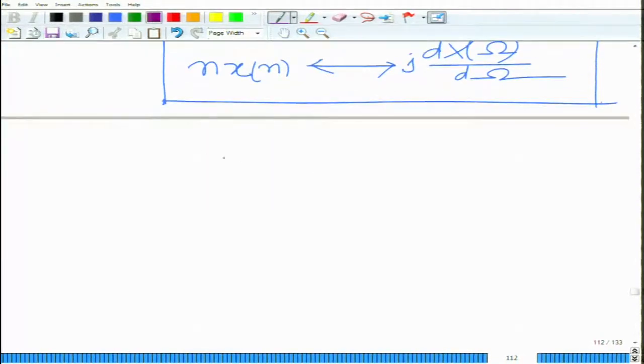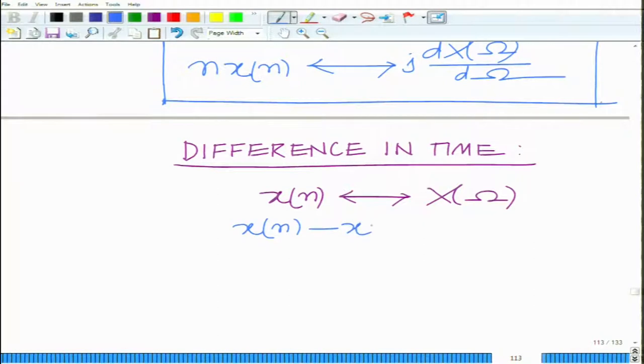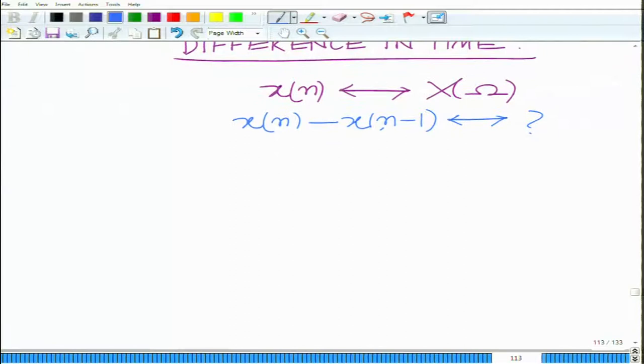All right. So the next property is the differencing property. Since we cannot differentiate in time, one can difference. The differencing in time, which means if x of n has the DTFT X of omega, what can we say about the difference signal x n minus x n minus 1? This is the difference signal, the successive differences, sometimes also called a differential signal. So that is basically your delta x in time.